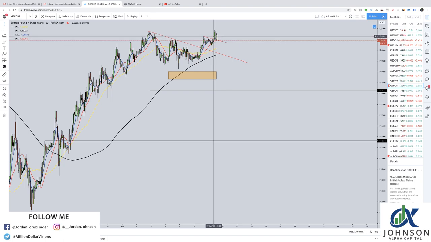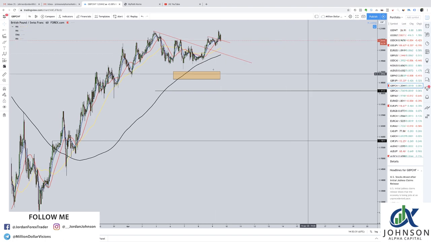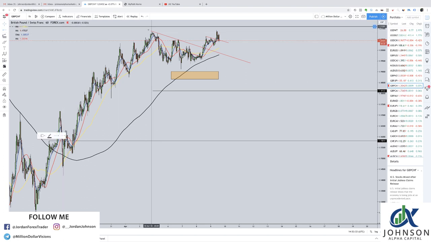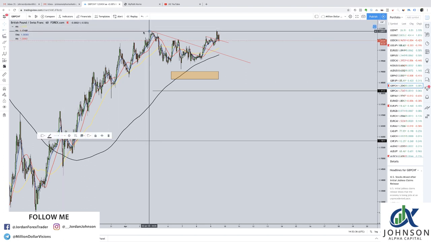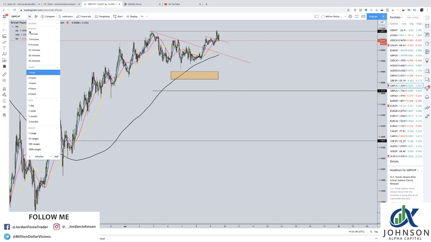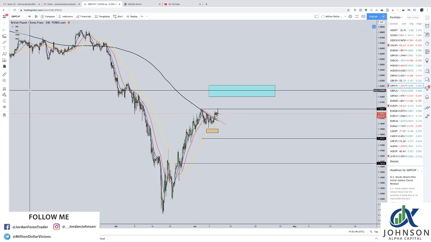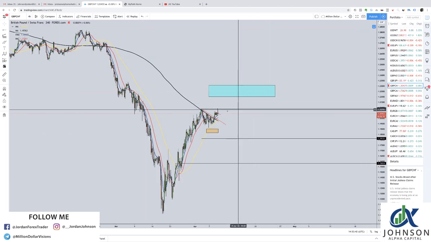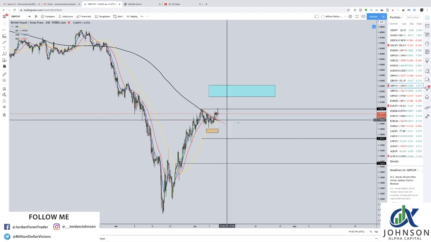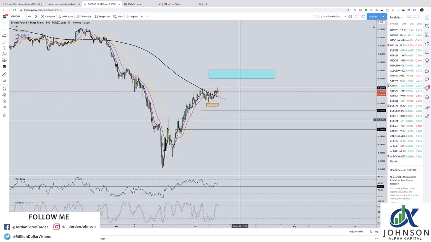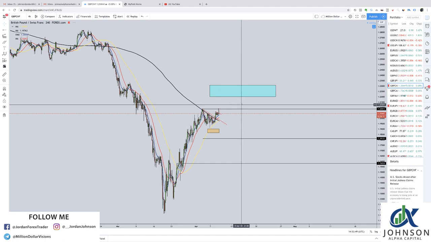Never quite went off. I think this move's probably gonna be just about done. We're having a lot of trouble with this level. Let's see, 4 hour time frame. I don't know, 4 hour. It looks like we definitely still can get there. I don't see a good setup.